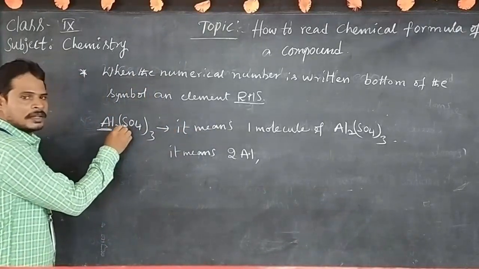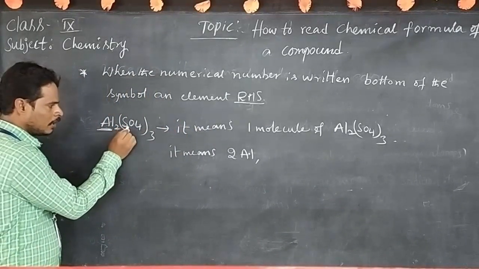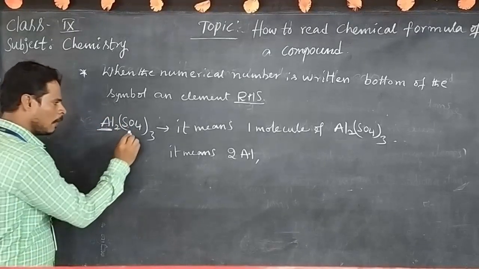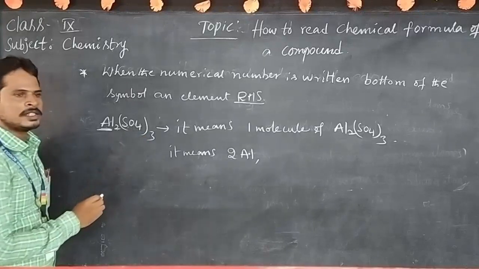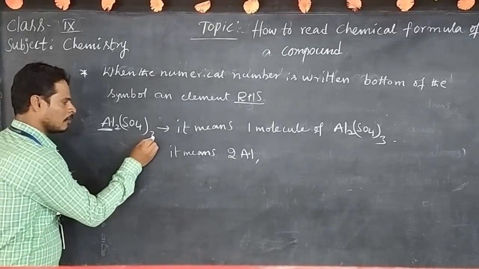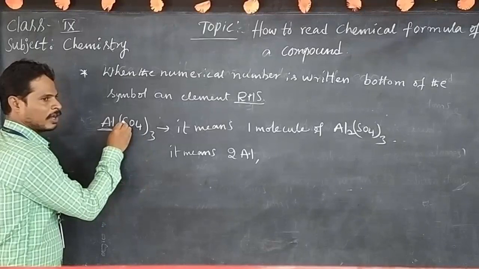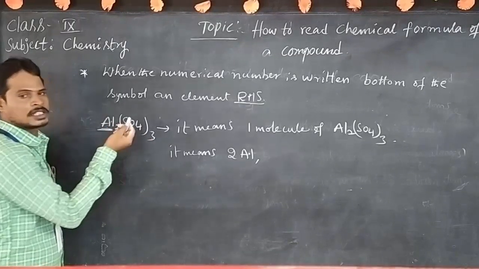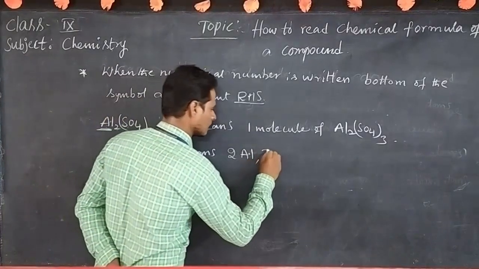So here sulfur is there. Is there any number beside sulfur? There is no number. That's why we consider it as one sulfur. But outside the bracket, how much number is there? 3. So this number and this one multiply, and we get the total number of sulfur atoms. 3 into 1, 3 sulfurs.